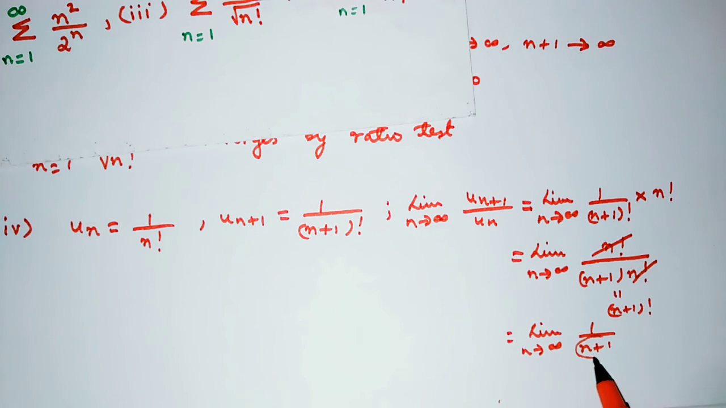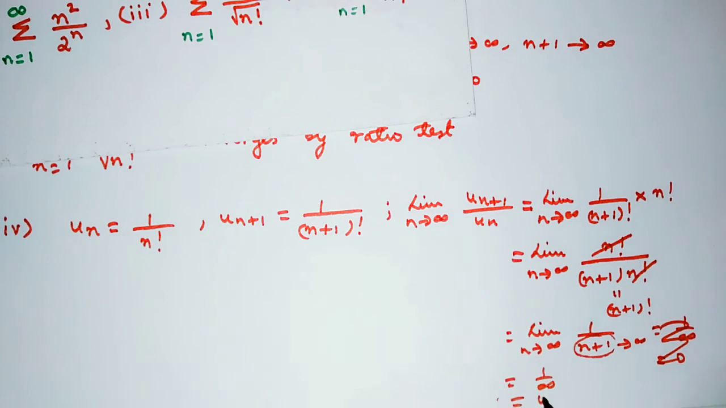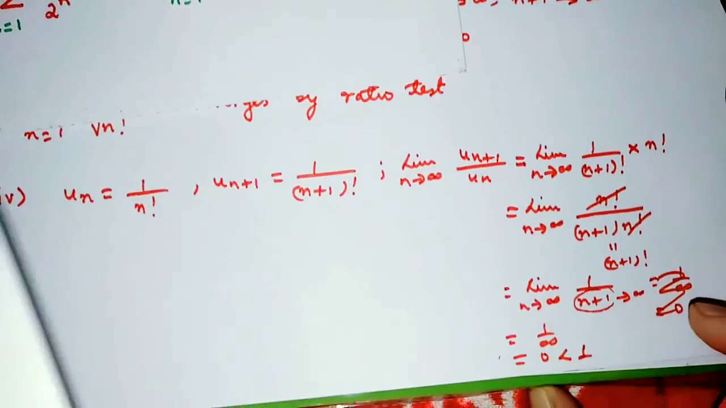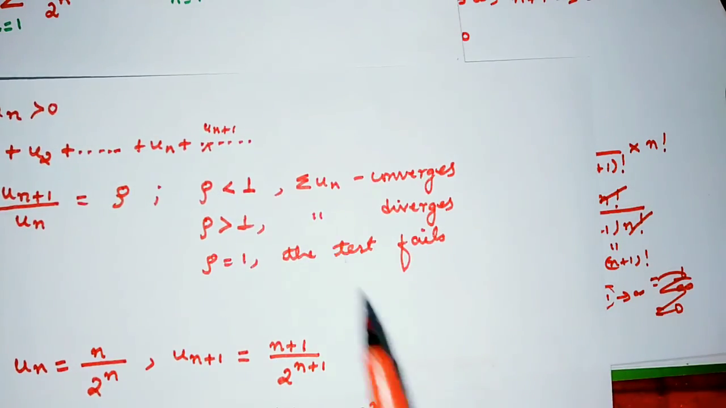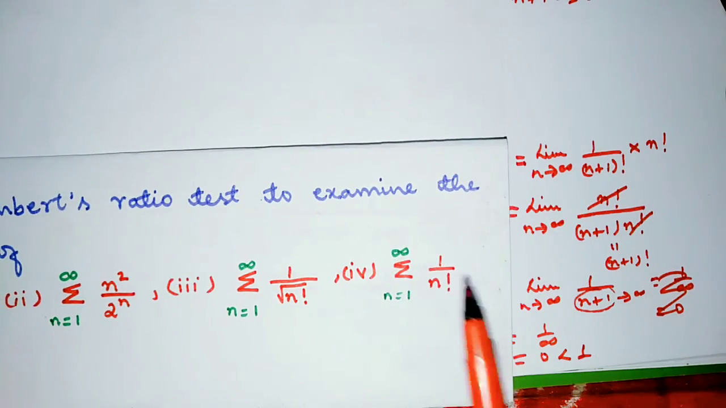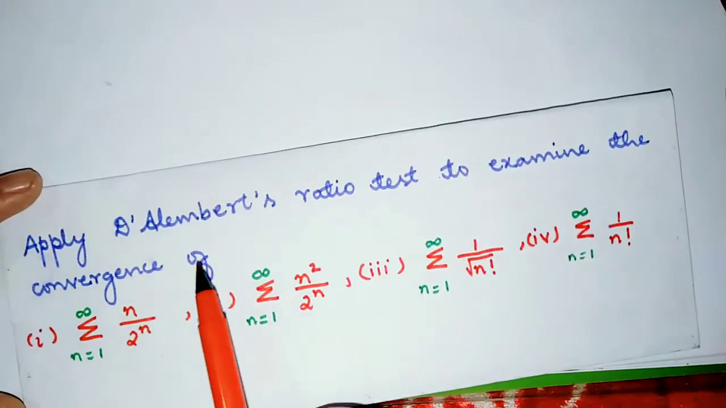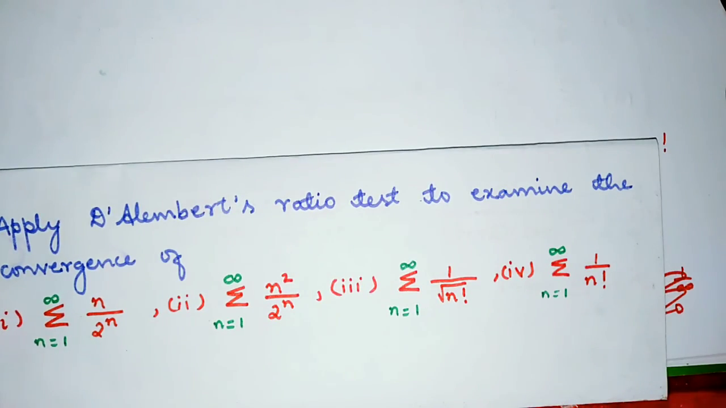As n tends to infinity, this term here will tend to infinity. So 1 by infinity is 0. And 0 is less than 1. If 0 is less than 1, then what happened? The given series converges. So we say that this given series converges by the D'Alembert's ratio test.